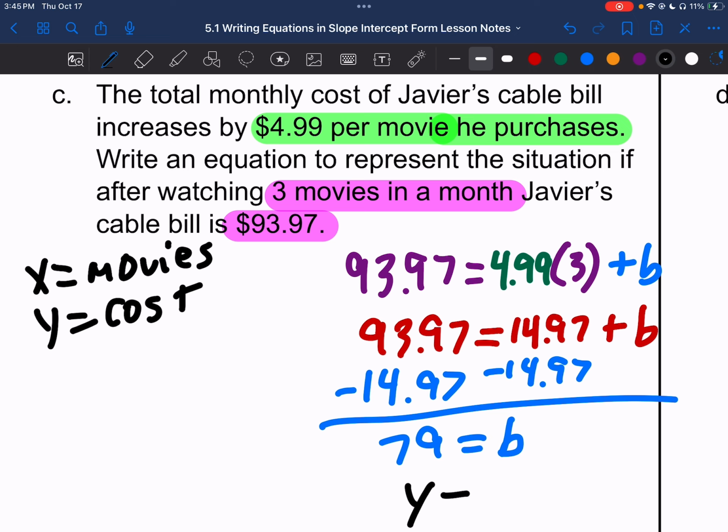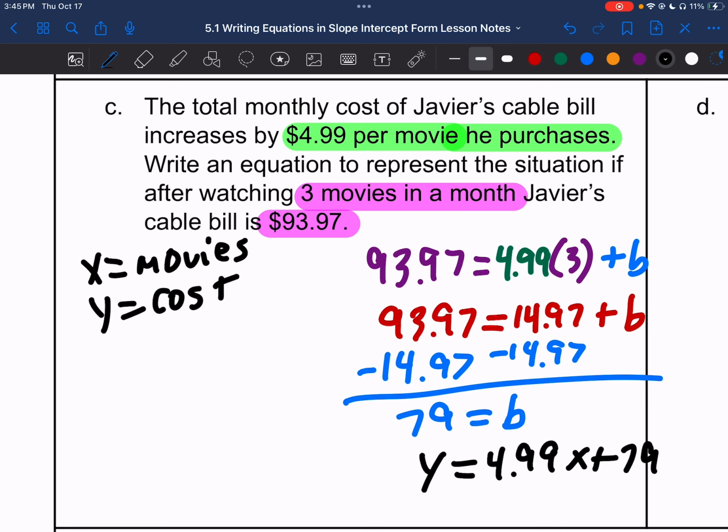So the equation is y is equal to 4.99x plus 79. The base price of his cable is $79, and then he will pay an additional $4.99 for every movie that he rents thereafter.